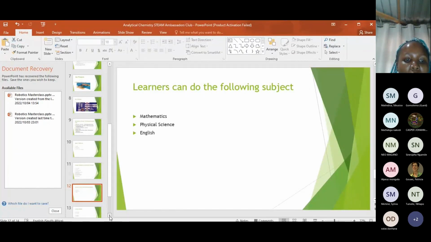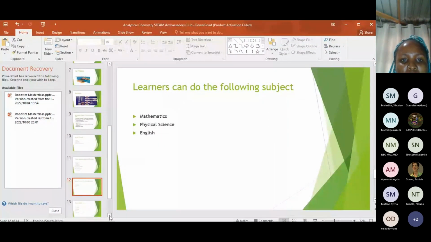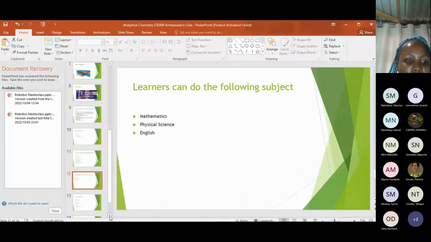Those are the subjects that they want most, and it could be at level 5. At TUT, I remember they wanted these subjects, and it was level 5.